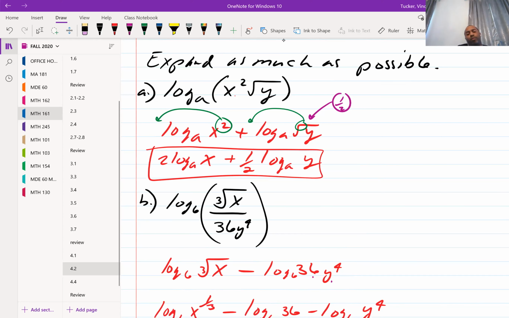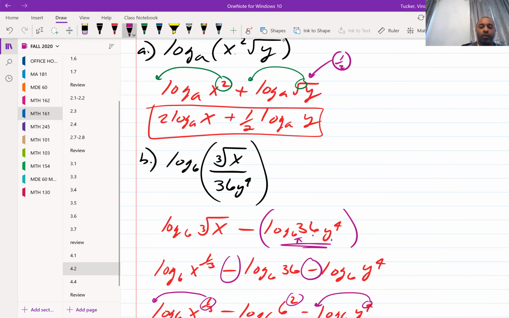Now that denominator can be broken up further. We have 36 times y to the 4th right here, so we can break that up. But it's important to recognize that whatever comes out of the denominator is going to have a minus sign in front of it. In other words, both of those came from this minus log. So once I expand it out, both of them should still have a minus sign in front of them. That's why I put the parentheses there, to signify that both of those terms come from the subtraction of that log.